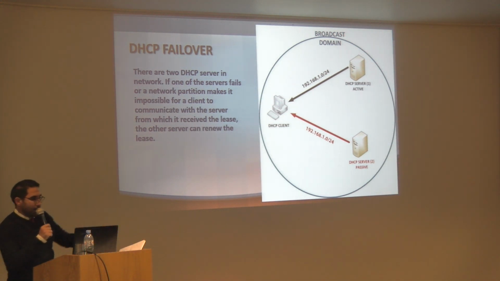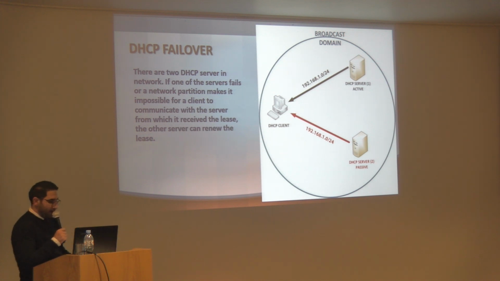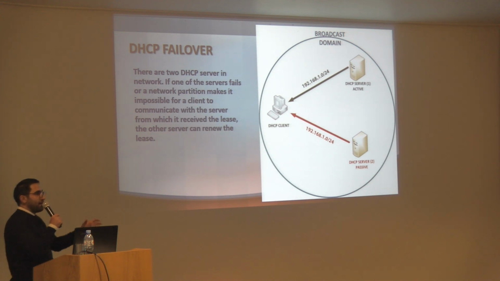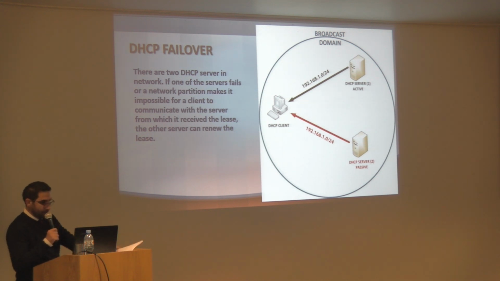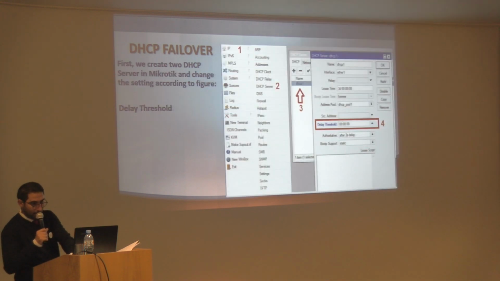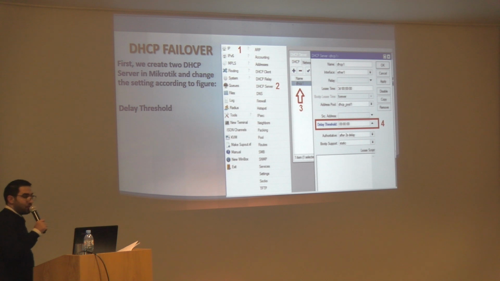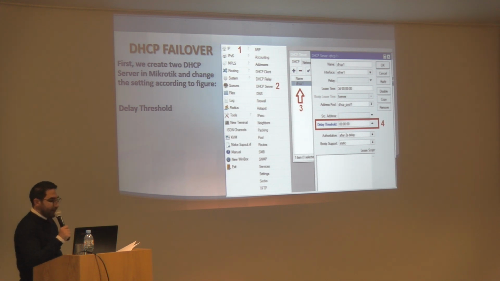In this part, I would like to talk about DHCP failover. We create an additional DHCP server on the network. If the first DHCP server fails or is out of service, the second DHCP server provides service to clients on a network. But the configuration of both DHCP servers must be similar. At first, we create two DHCP servers with a similar configuration. For example, the range of addresses must be similar.